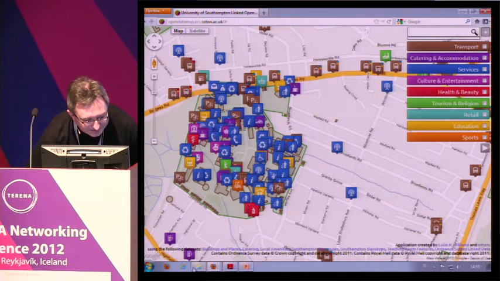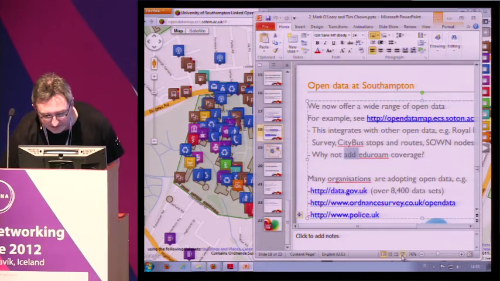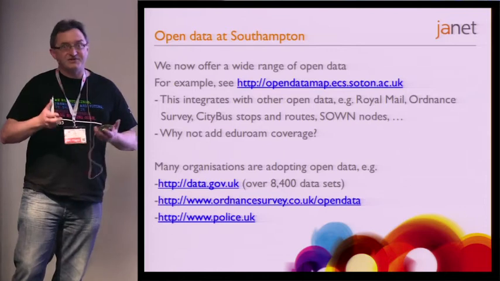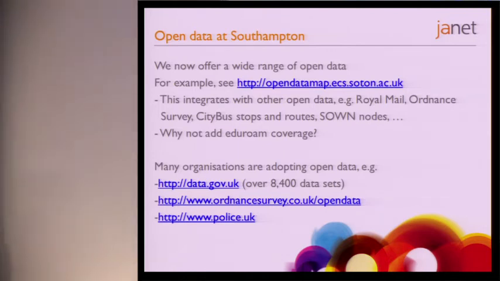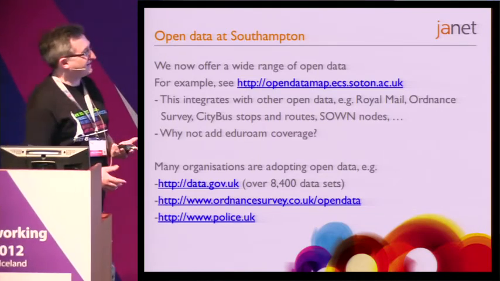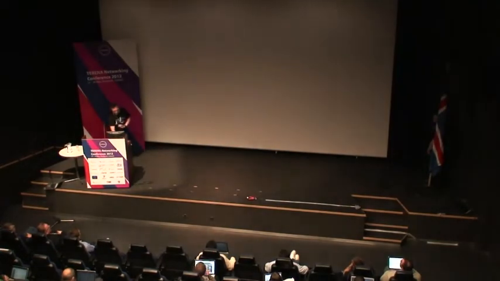So just going back, where's the PowerPoint gone? That's an approach I think we should take from making the open data available. Lots of other people in the UK are following this model. So we have Data.gov.uk, we have the police making crime data available, the Ordnance Survey making map data available, etc.